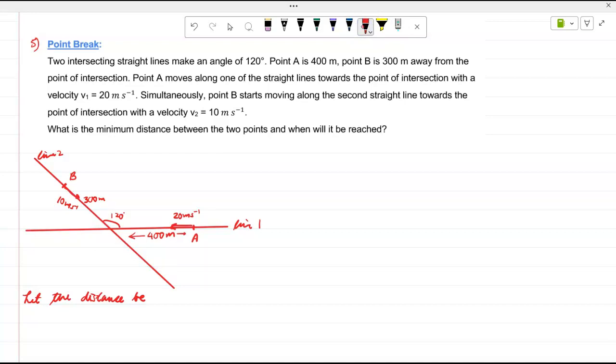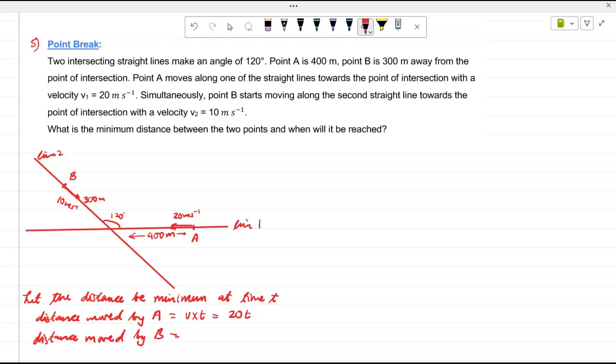Let the distance be minimum at time t. What is the distance moved by A? Velocity into time. That's 20t in time t. What will the distance moved by B be? V into t, so it will be 10t.